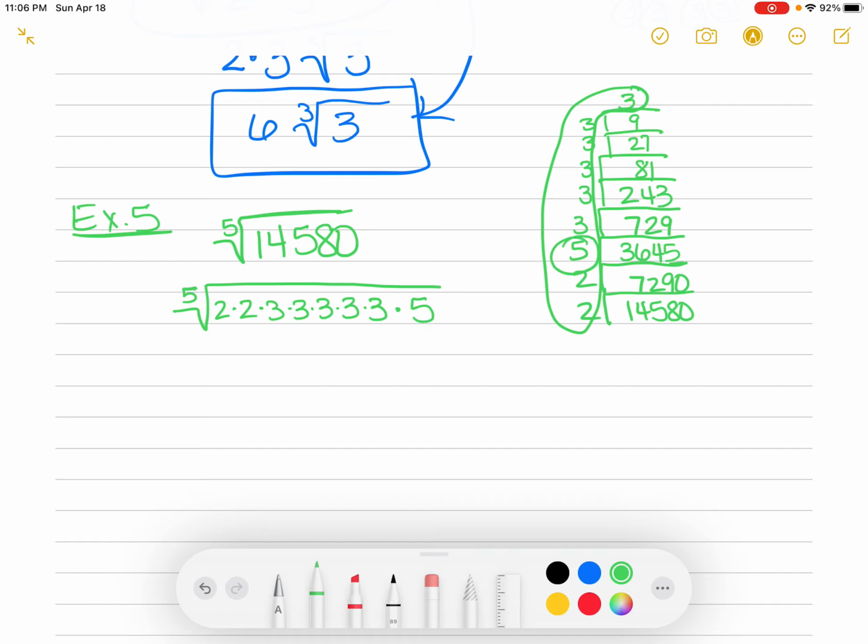Okay, so since it's a 5th root, I'm looking for 5 of something. You don't want to do any of the other ones. You want to only pick the one with 5 of something. So that's the 3. So if I have 5 of that, I'm only pulling one of them out. Okay, and then don't forget to write that little 5 up there. And then everything inside just gets multiplied back together. So 2 times 2 is 4, times 5 is 20.